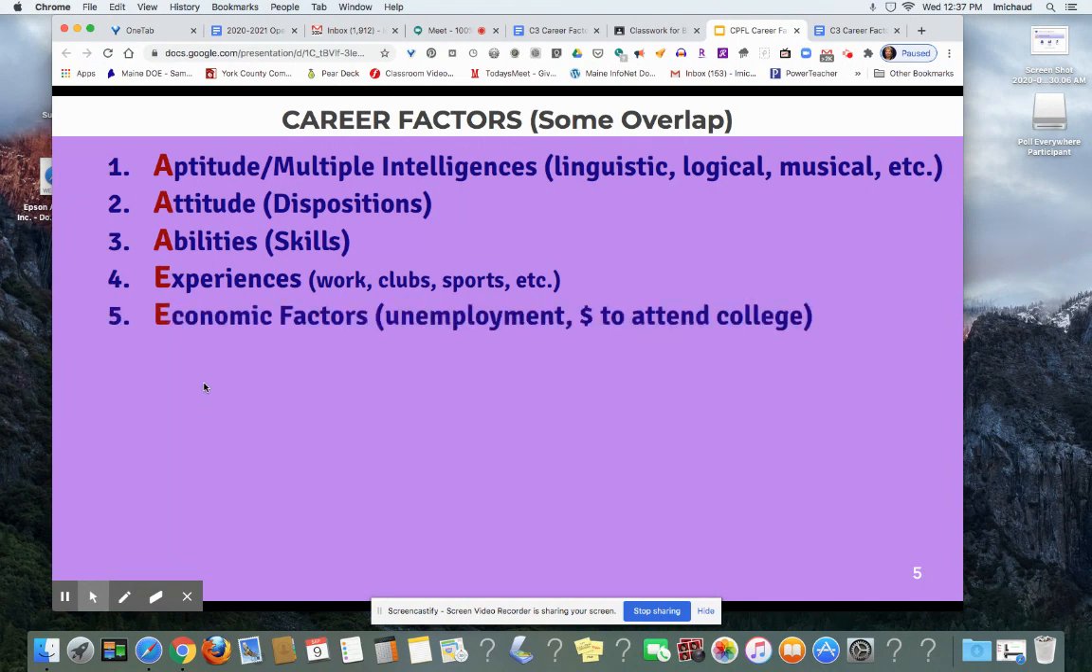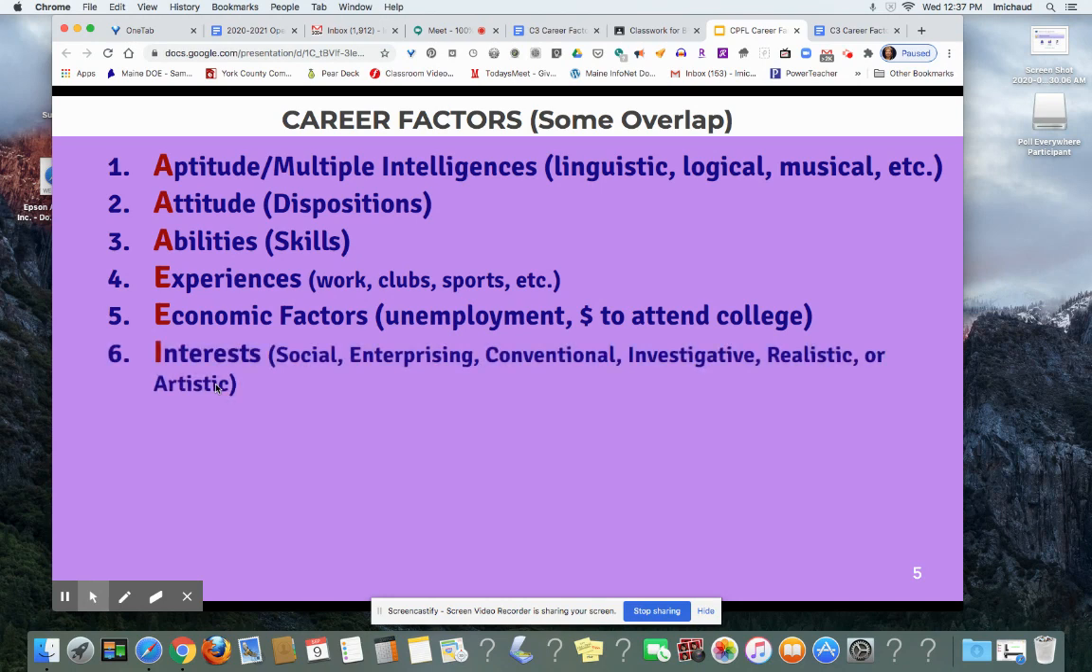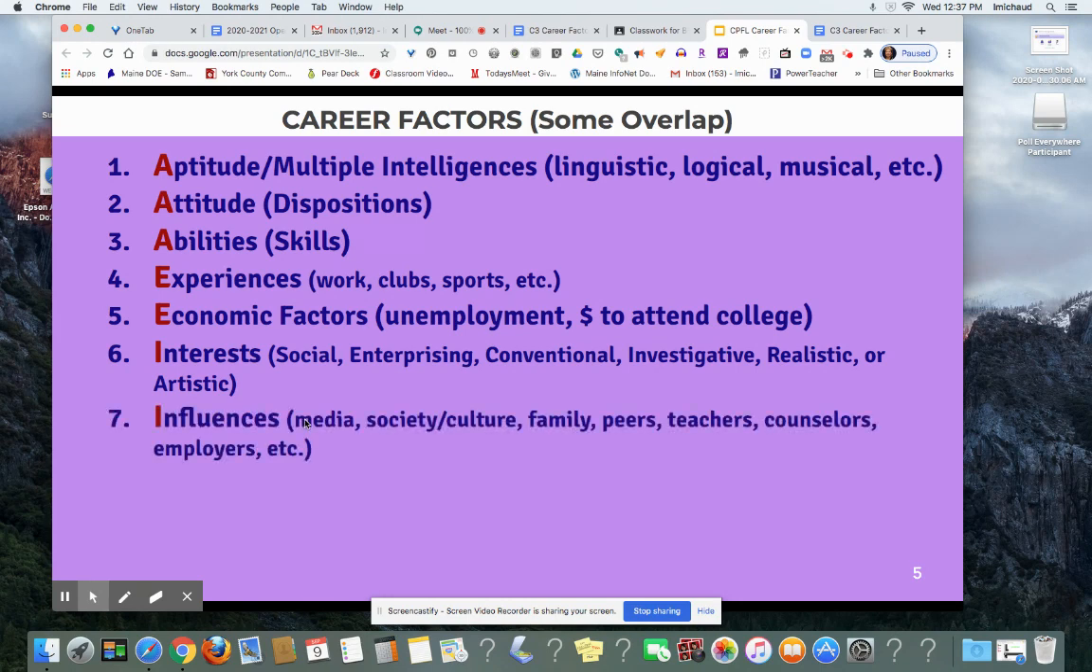Economic factors, such as unemployment or money to attend colleges, that may influence your career decision. What are your interests? We're going to be doing a survey in Naviance based on John Holland's research. But what are your interests? And there are certain interests that are areas that are better for particular careers than others. So we're going to explore that in this class. There are other influences such as media, society, culture, family, peers, teachers, counselors, and employers.